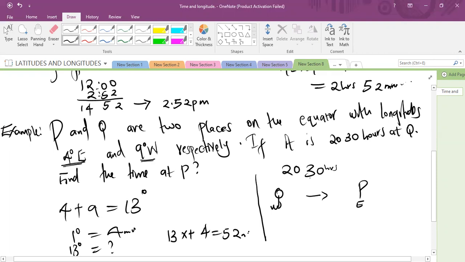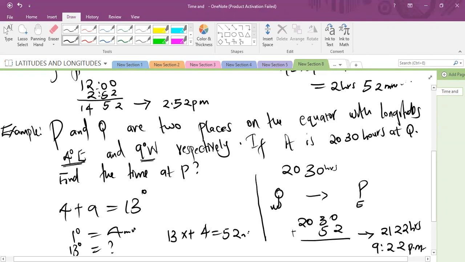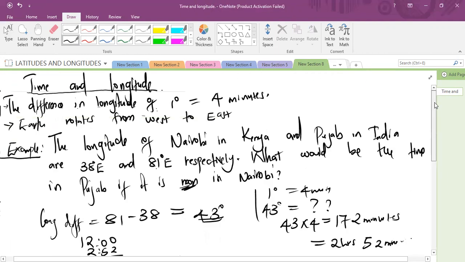So if it is 20:30 in Q, then it means in P, it will be 52 minutes ahead. And adding that, we'll get that in P, it will be 21:22 hours, which is basically 9:22 p.m. So that's it. The relationship between time and longitude.